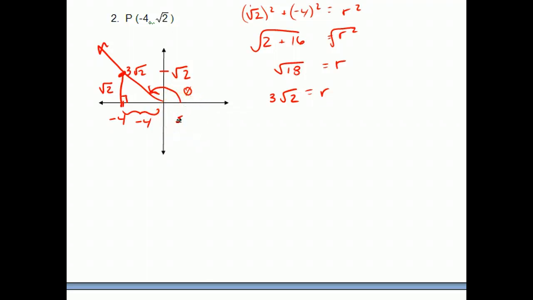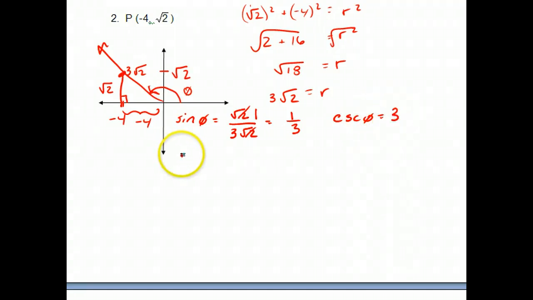Okay, so let's go and find our trig functions now. So sine of theta is going to equal my y over my r. So y over r gives me root of 2 over 3 roots of 2. And that simplifies out. Look at this. Nice. That's pretty. Root of 2 over root of 2 is 1. So sine theta is equal to a third. So I guess that's going to make the cosecant theta, its reciprocal, 3.